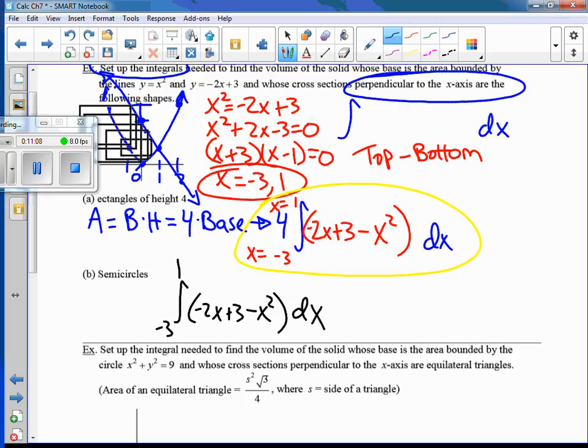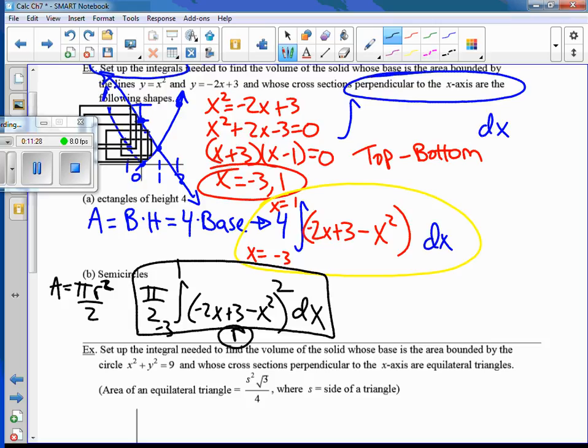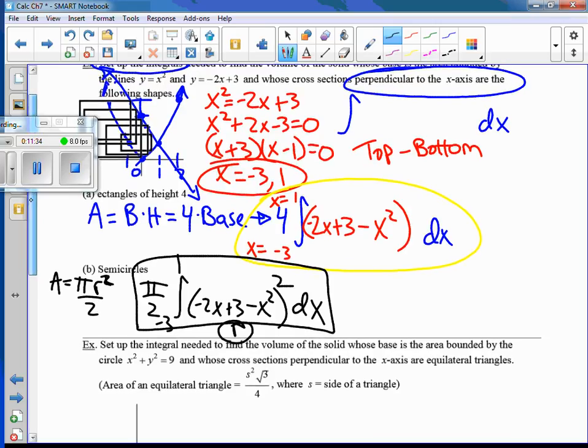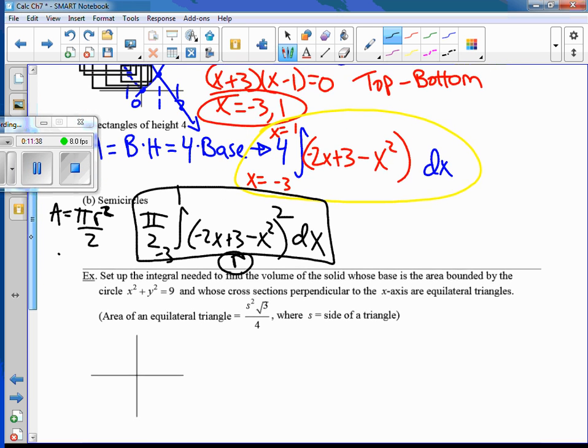Now we already talked about this. The area of a semicircle is pi r squared divided by 2. So pi over 2 I will leave outside, and r squared is represented by this distance right here. So all you have to do is put a little square, and there you go. You are finished. That will give you the volume with semicircles coming out of them. Now let's go to our next example.